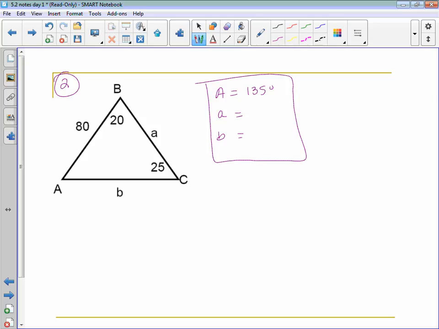So which one do you know the angle and the side? So sine of 25 over 80 equals. And then you just do equals to A1. You know what to start?